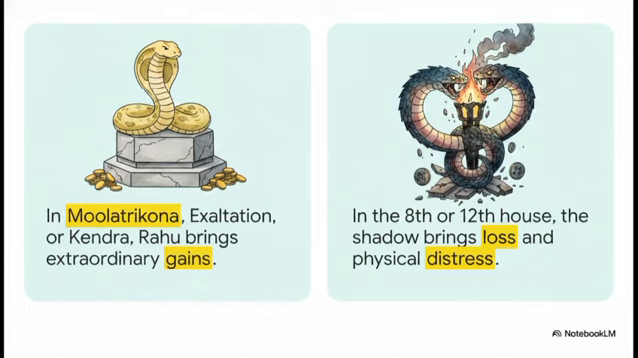This leads straight to the erratic, destructive, and deeply destabilizing behaviors warned of elsewhere in the text, like loss of wealth, danger from thieves, or physical distress. The dignity of the planet in the chart is literally the toggle switch between these two massive extremes.